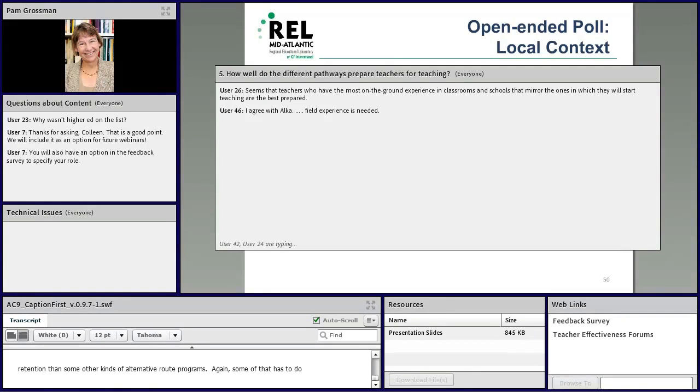So residency programs are really interested in attracting people who are going to make a commitment to that particular district, and that's part of the selection of candidates into those programs. So on one hand, it's not surprising that they stay longer. They've made that commitment up front. On the other hand, it may also have something to do with how well prepared they feel for teaching in that particular district or school.